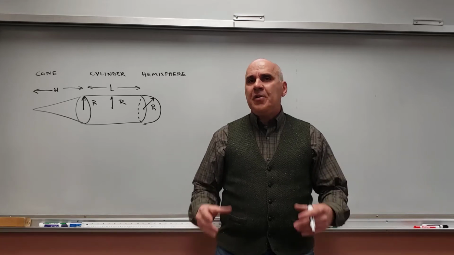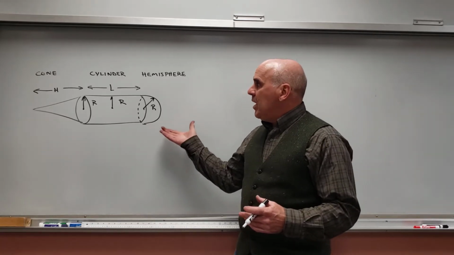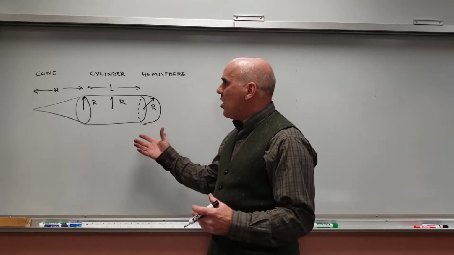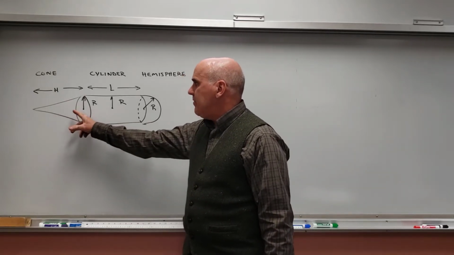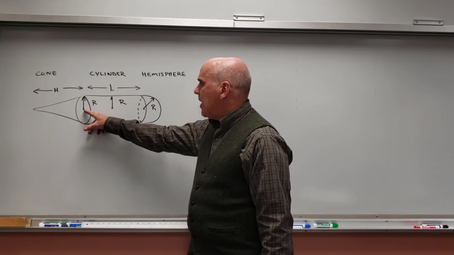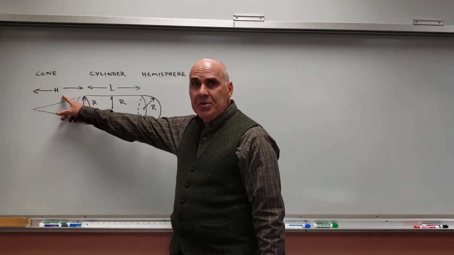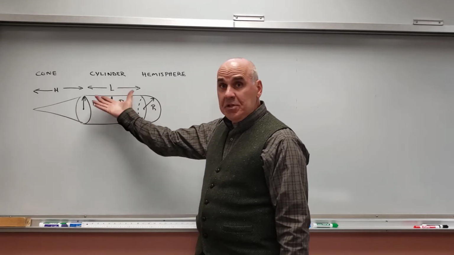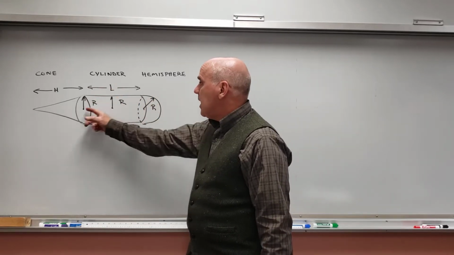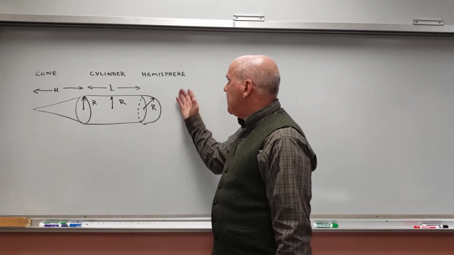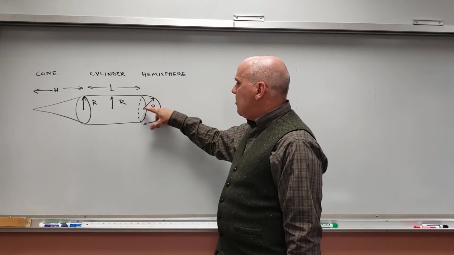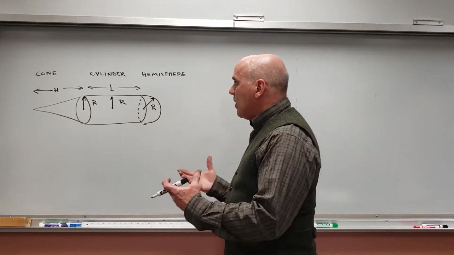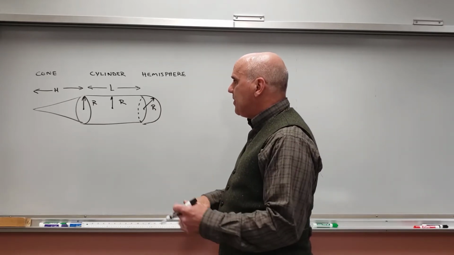All right, everybody, let's find the centroid of this three-dimensional shape. It's comprised of three different parts. There's a cone here on the left end, and the radius of that cone is r, and the height of the cone is h. There's a cylinder in the middle. The radius of the cylinder is r. They all have the same radius. The length of the cylinder is L, and then there's the hemisphere, and the radius of the hemisphere is r, right? Okay, so what I want to do is find out where the centroid is.